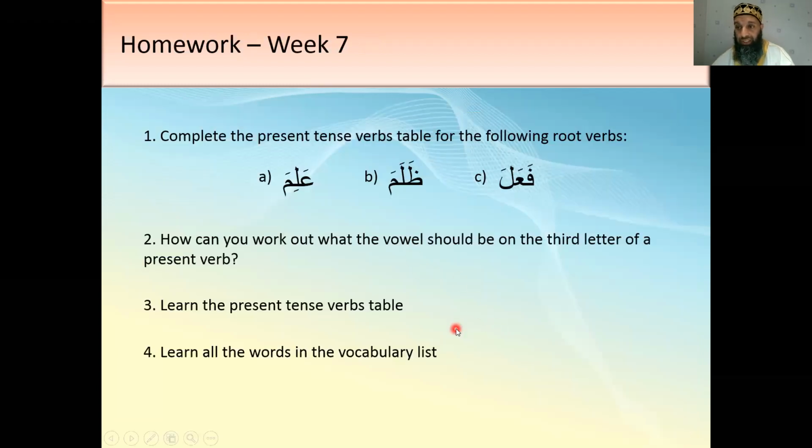Pretty much it is learning that. What's going to come in the test is that table. I don't know which words are in it. It's maybe which verb did we do? Kataba, wasn't it? So I don't know which verb it's going to be. Okay, complete the present tense tables. How can you work out what the vowel should be on the third letter? And learn the present tense verb tables. Learn all the vocabulary list.